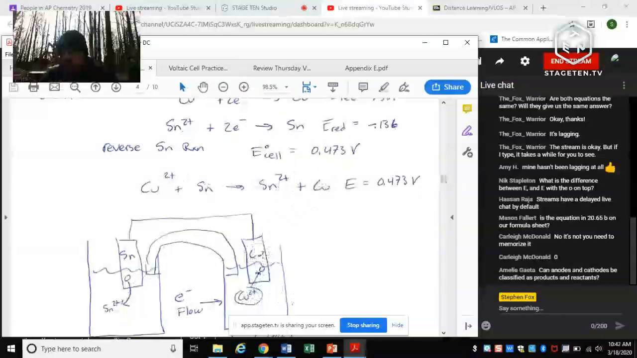Is Q in the Nernst equation the same as Q from Q calculations? Yes, it's the same thing. Remember, Q calculations is just plugging in concentrations into the equilibrium expression, just not at equilibrium conditions. So Q is the same exact thing as the equilibrium expression for a reaction. Okay, and so it's the same Q in the Nernst equation.